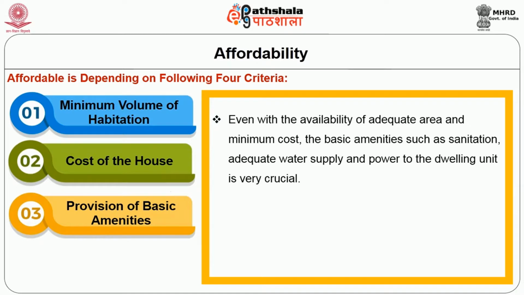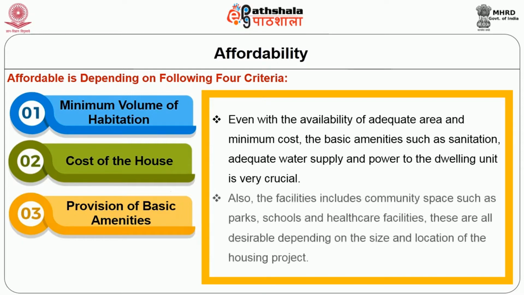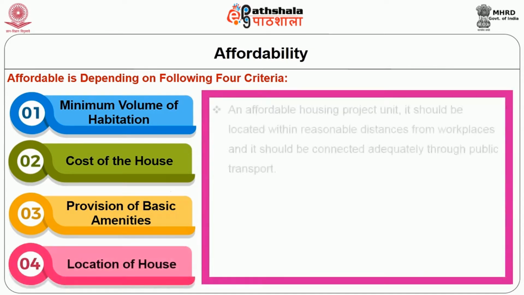Even with the availability of adequate area and minimum cost, basic amenities such as sanitation, adequate water supply and power to the dwelling unit are very crucial. Also, the facilities include community space such as parks, schools and healthcare facilities. These are all desirable depending on the size and location of the housing project. The fourth one is the location of the house.